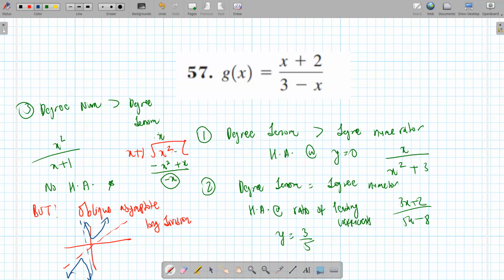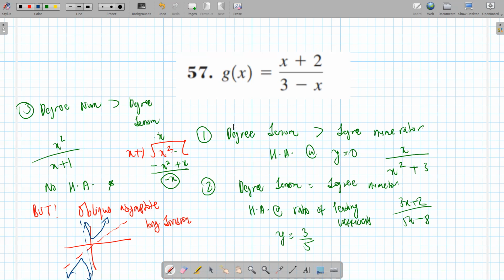Okay, and that's called an oblique asymptote. So here, tell me, we already know the vertical asymptote is x equals 3. That was easy. What's the horizontal asymptote for 57? The powers are equal to each other, right?